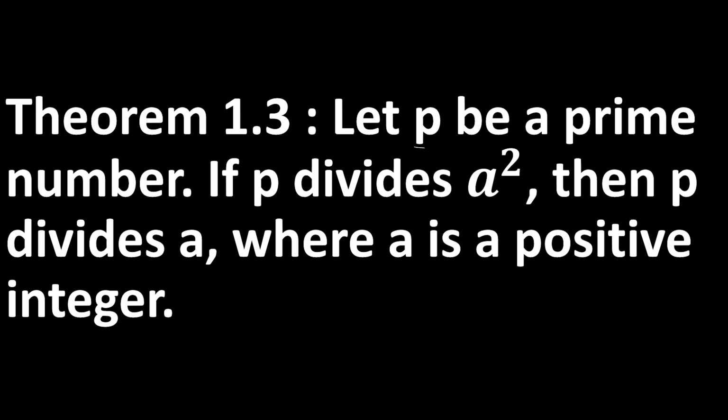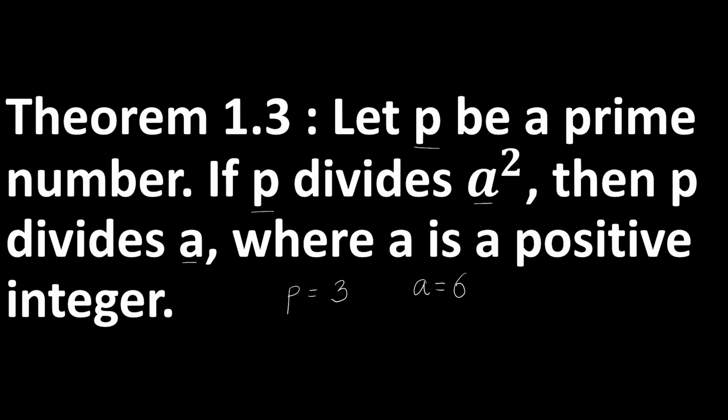Let P be a prime number. So let's say we are assuming P as a prime number. P value is 3. Okay, this is our assumption. If P divides A square, then P divides A, where A is a positive integer. So let's say that A, which is a positive integer, we are taking its value as 6.